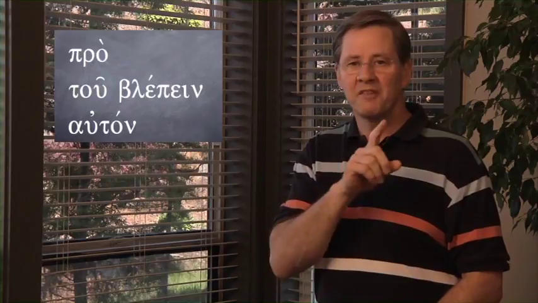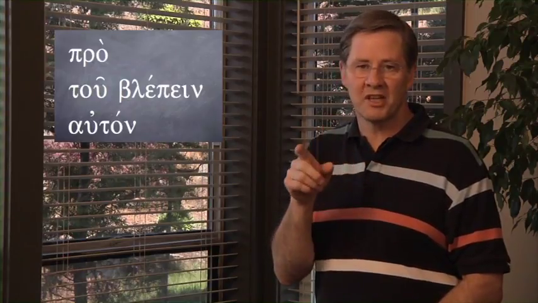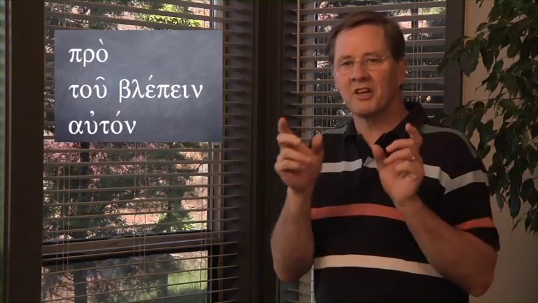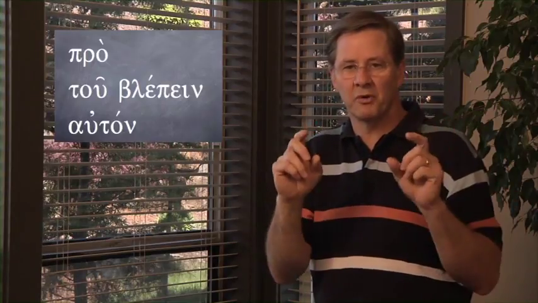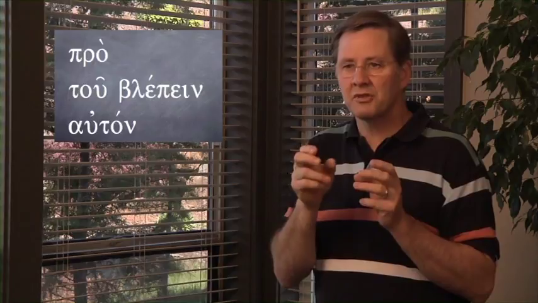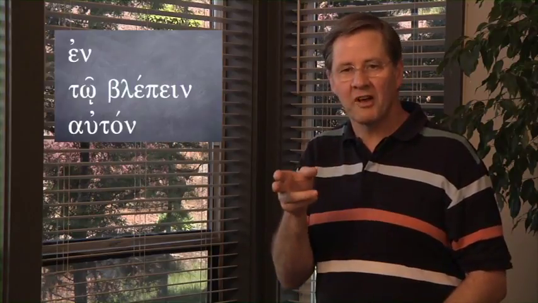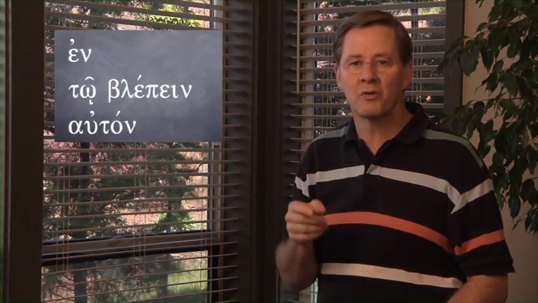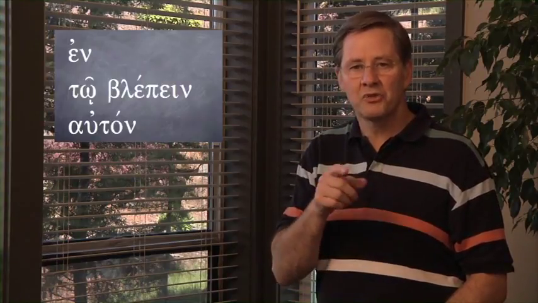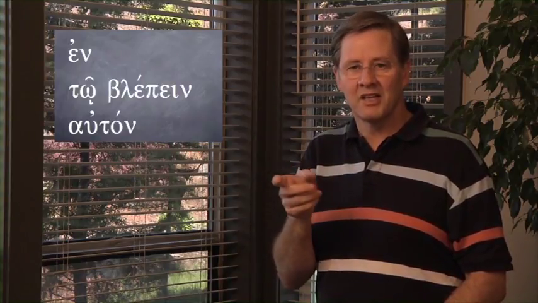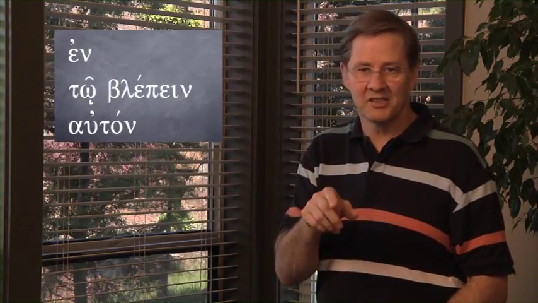Sometimes the articular infinitive occurs with pra. And when you have pra, the article will always be in the genitive. And the pra plus the articular infinitive means before. Okay? So if you have pra tu blepein auton, it's before he sees. Did you get that? Okay. The 5th, or the next preposition, is en. En will always be followed by the article in the dative, and it means when or while. So if you have en to blepein auton, it's when he sees.